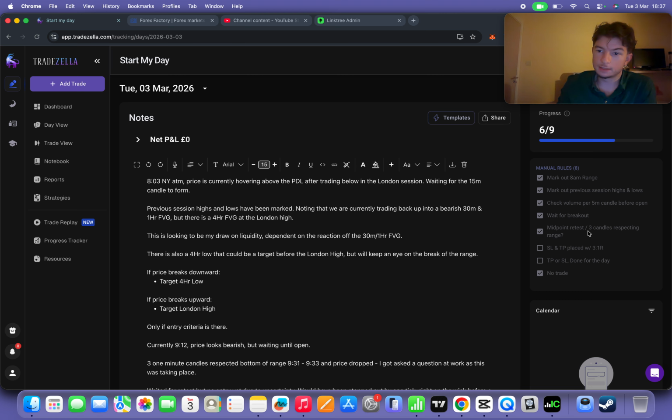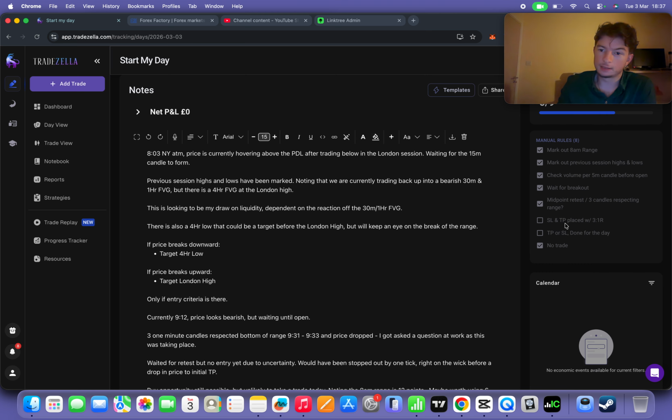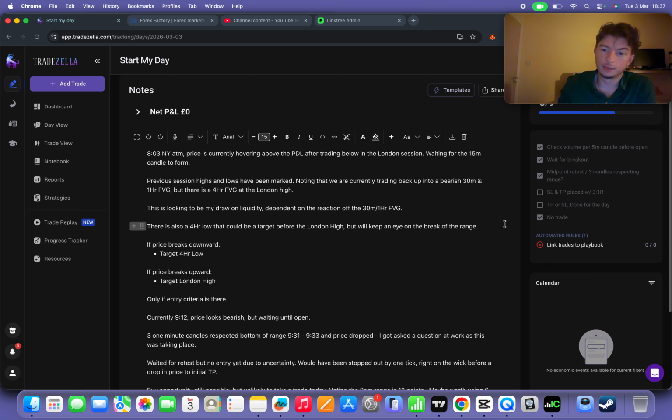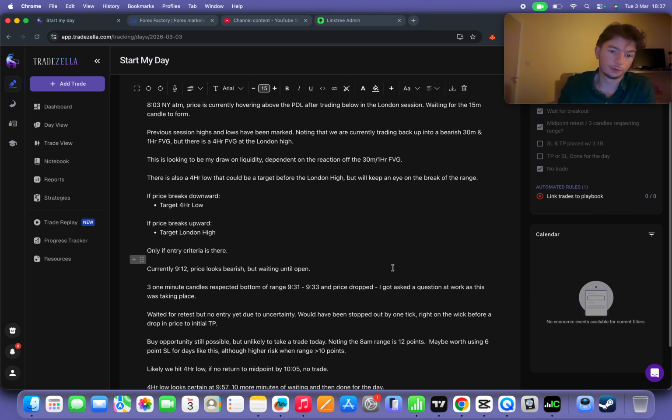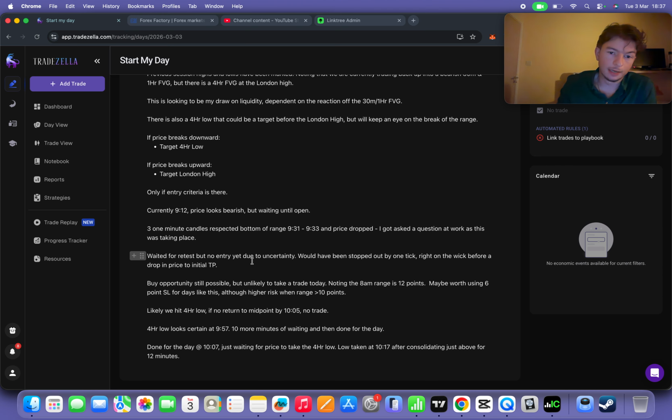Midpoint retest, three candles respecting the range. There was, yep, SL and TP placed. It was marked out, but I didn't place it. TP or SL done for the day, or no trade. Today was no trade. I waited for a retest and had no entry yet due to uncertainty.